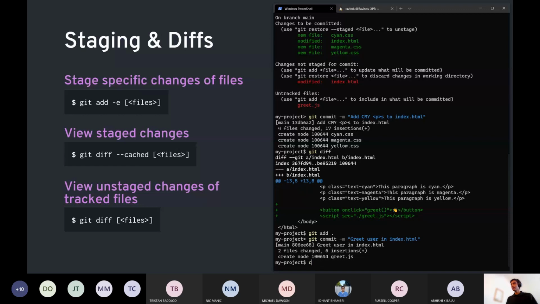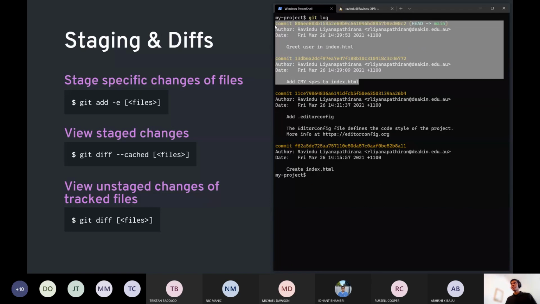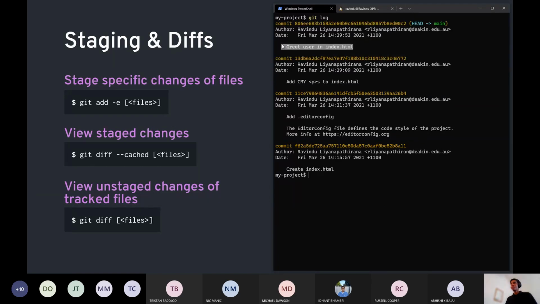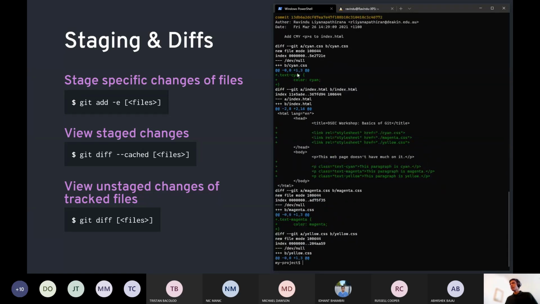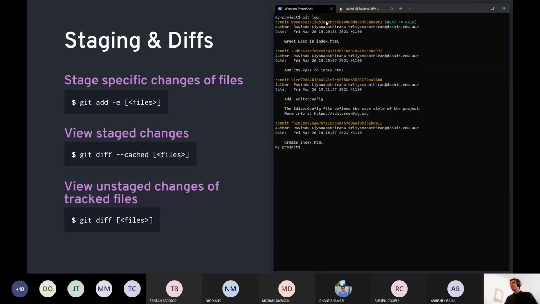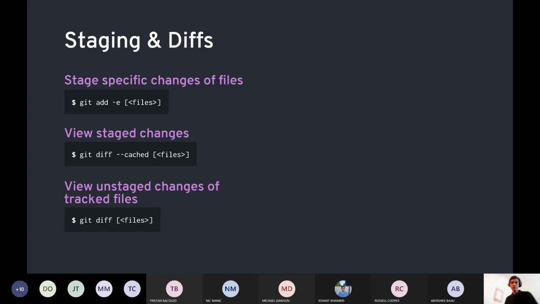If we have a look at our git log, we've actually made the changes that we did together, we've committed them as two separate commits. And if I git show this, you'll notice that this only includes the changes that we've made to add the cyan, magenta, and yellow paragraphs. While if I do git show this commit, git show that, this includes only changes where we've added the interactivity to our web page. Do you have any questions right now?